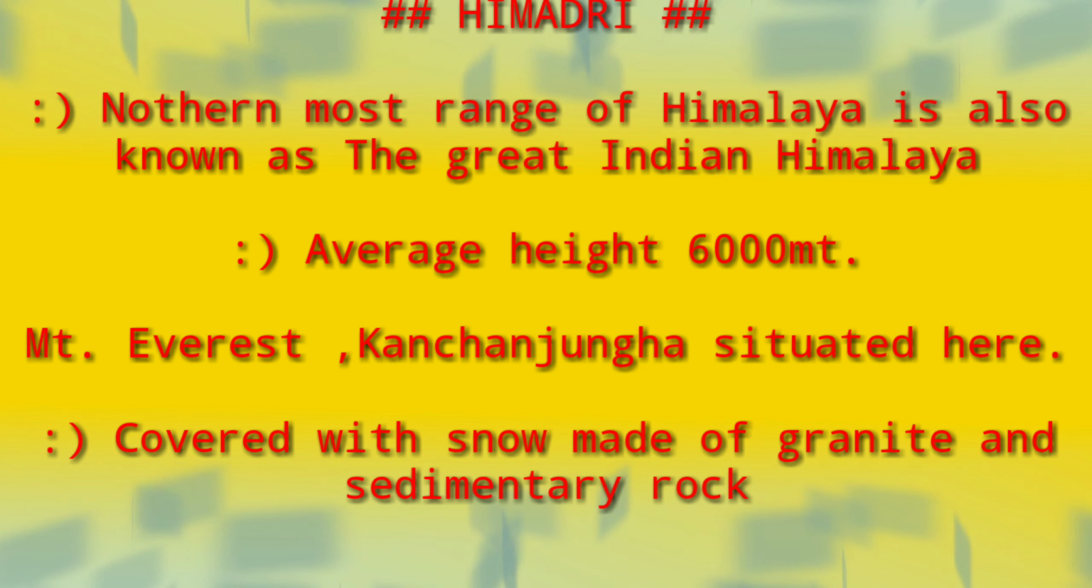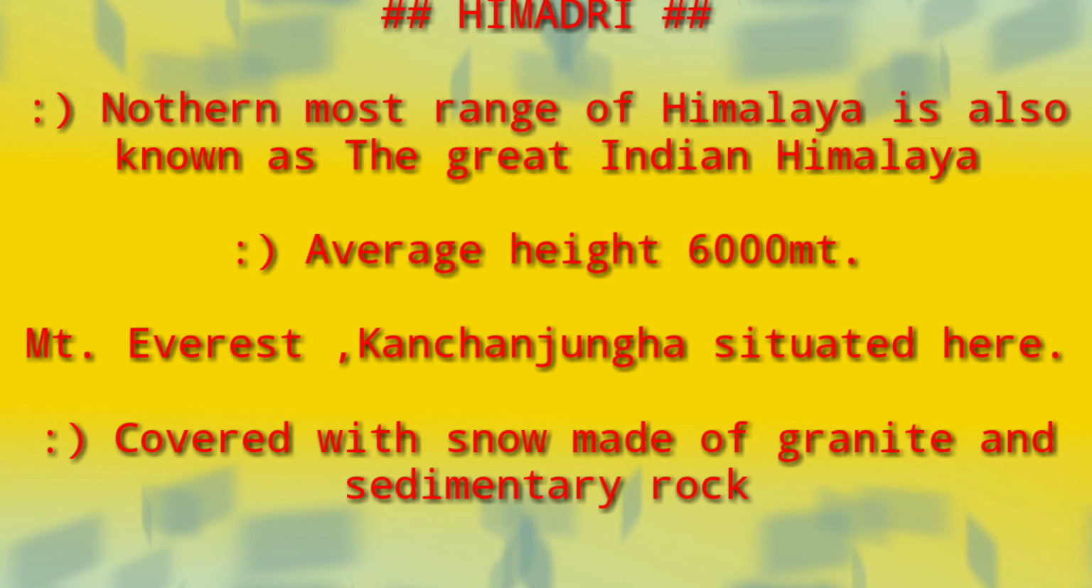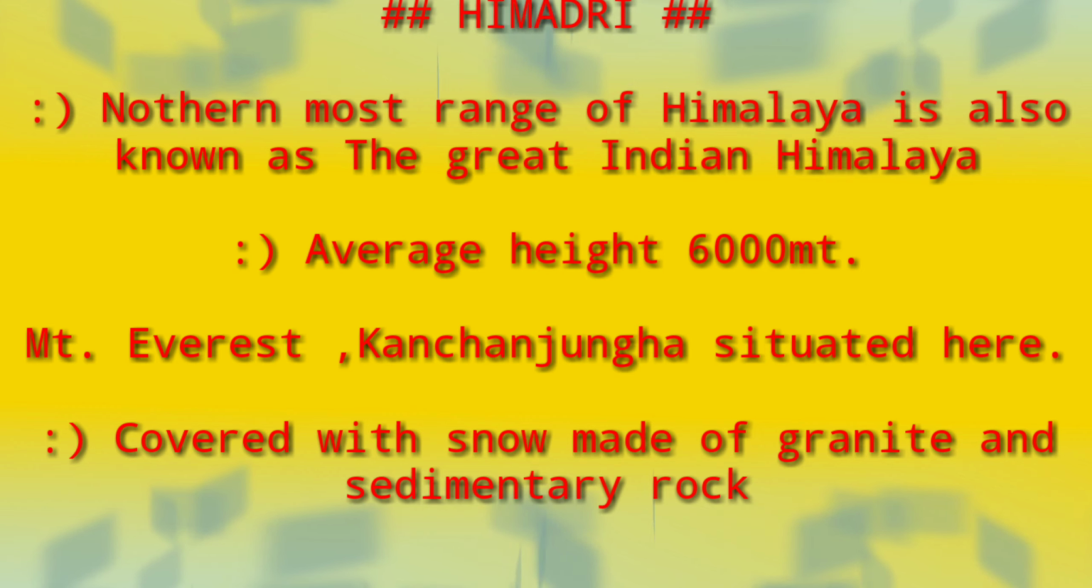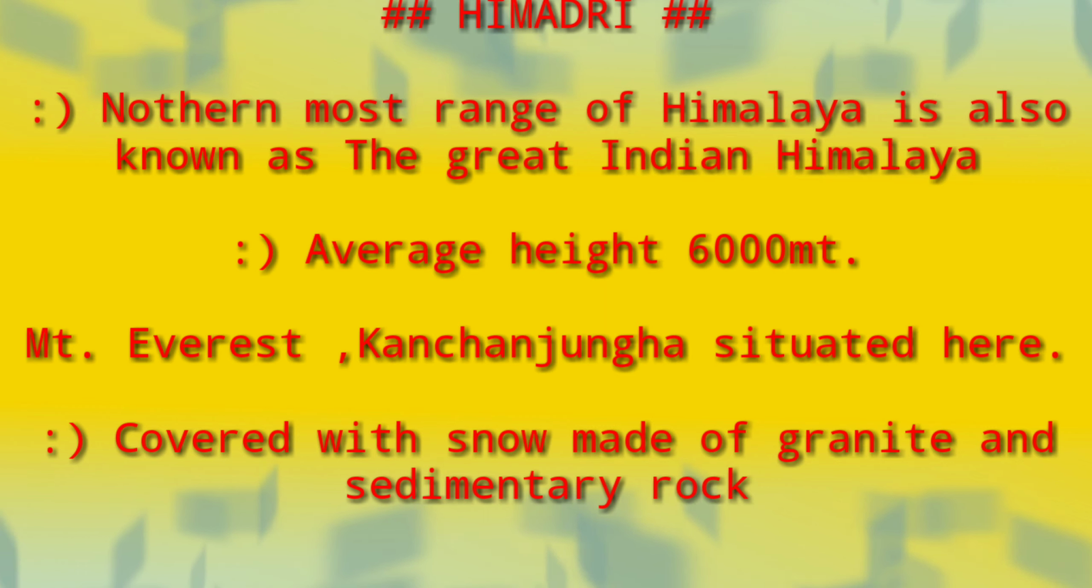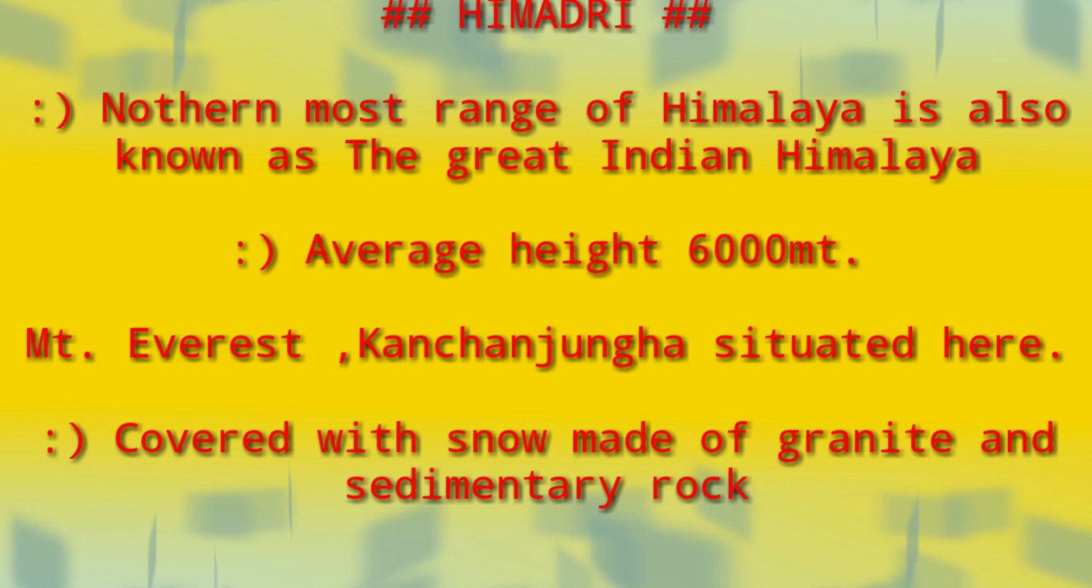The uppermost part is the Himadri, the northernmost range of the Himalaya, also known as the Great Himalaya. The average height is 6000 meters. Mount Everest, Kanchenjunga, and many more of the highest peaks of the world are situated here. It is covered with snow and made of granite and sedimentary rock.